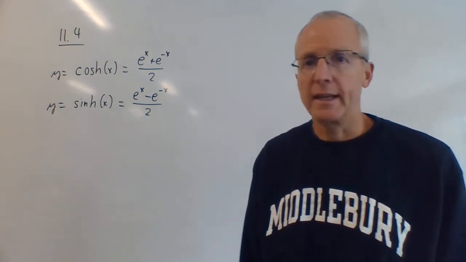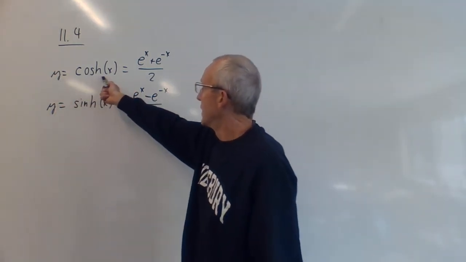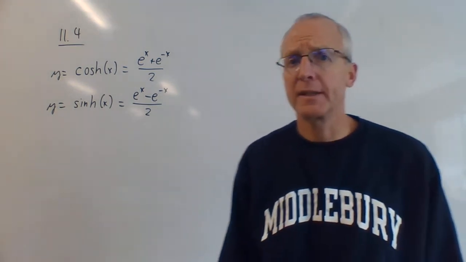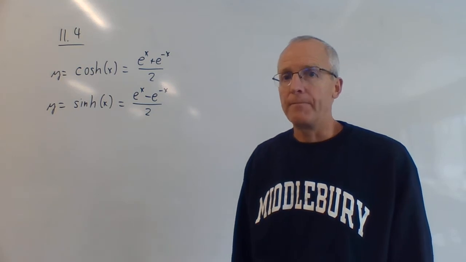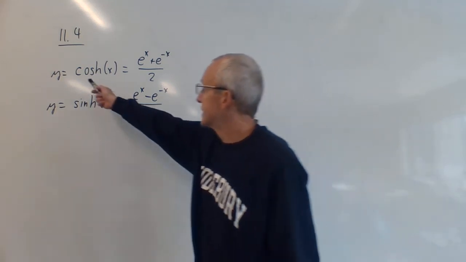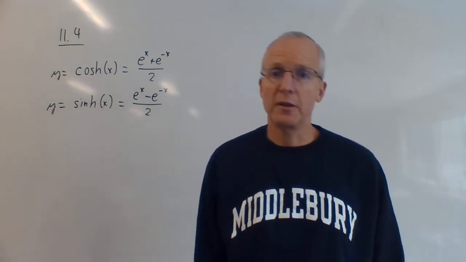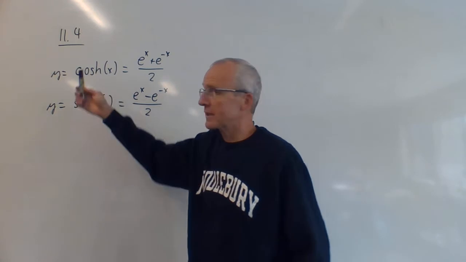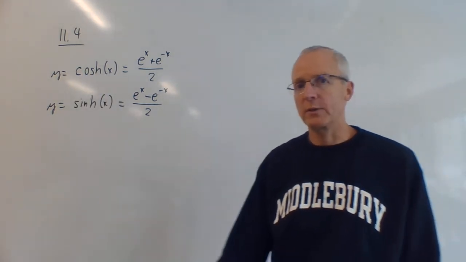And what they say is they're going to define a function called cosine h. The h stands for hyperbolic, because when you graph them, they kind of look like hyperbolas. You'll see that. And this one is kind of like cosine, and this one is kind of like sine. So sine hyperbolic. Of course they're not the same, they're different, but they have similar properties, so that's why they call them that.